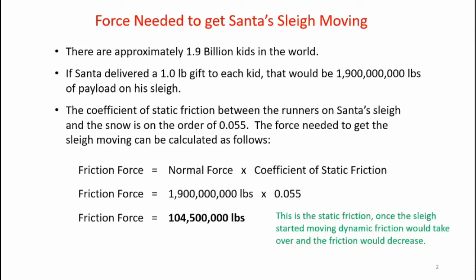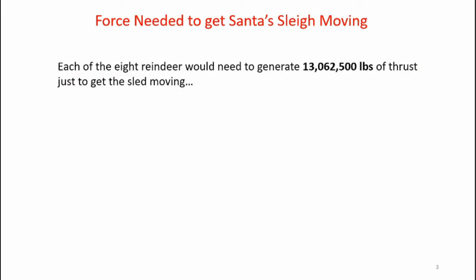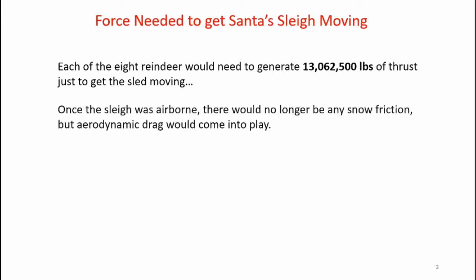Now remember, this is the static friction, and once Santa's sleigh starts moving, the dynamic friction will take over and the overall frictional force will be less. This means that each of his 8 reindeer would need to generate 13,062,500 pounds of thrust just to get the sled moving. Once the sleigh is airborne, there'd no longer be any snow friction, but aerodynamic drag would come into play.